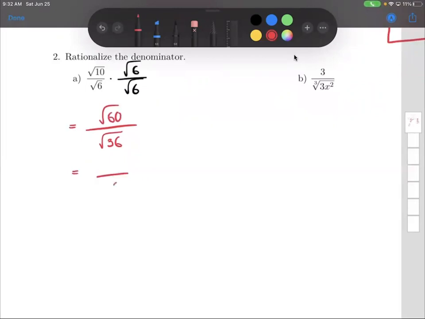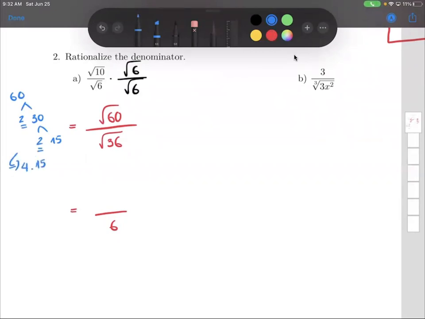Square root of 36 is 6. Square root of 60, you can break it down a bit more, right? So let's see, over scrap paper here, 60 is 2 times 30. 30 is 2 times 15, so 4 times, so here you can say 4 times 15, right?